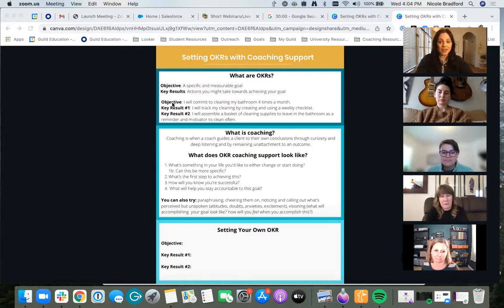So an example OKR for today would be my objective: I will commit to cleaning my bathroom 4 times a month. A key result for that might be I will track my cleaning by creating and using a weekly checklist. And another key result might be I will assemble a basket of cleaning supplies to leave in the bathroom as a reminder and motivator to clean often.